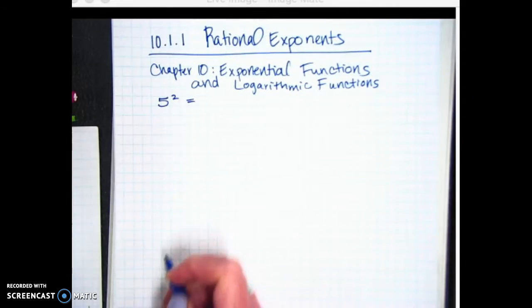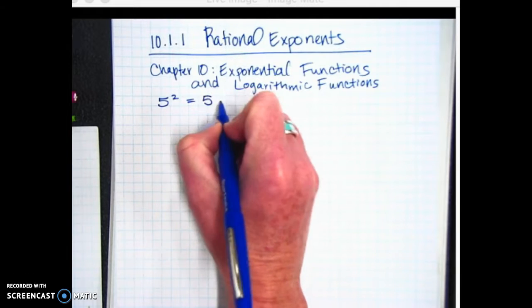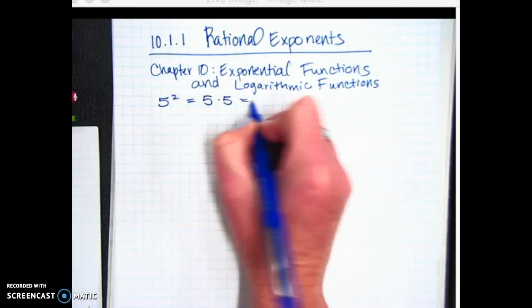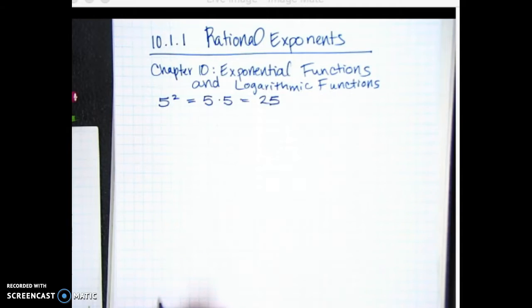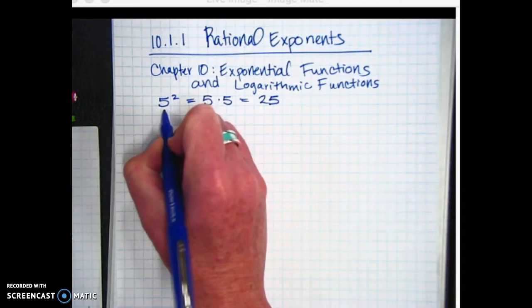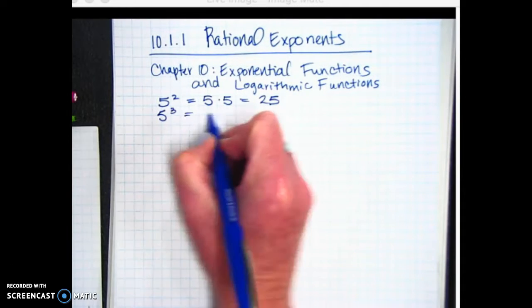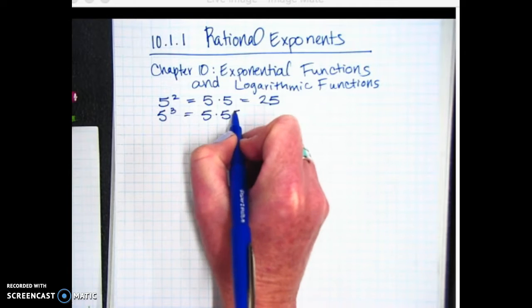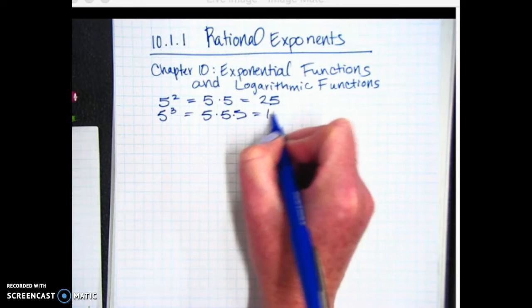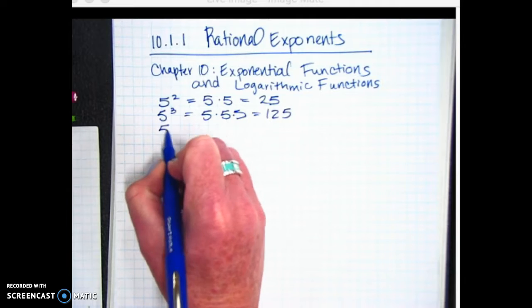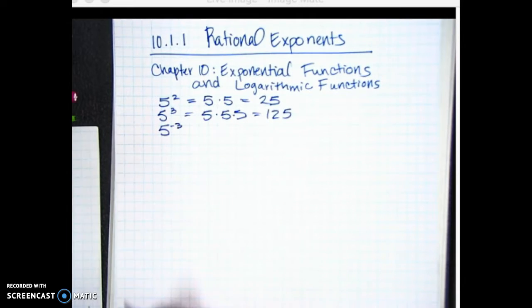5 to the second power just means take that base, multiply it 2 times. Pretty easy, right? So 5 to the third, take that base, multiply it 3 times. Get 125. What if you have a negative exponent?